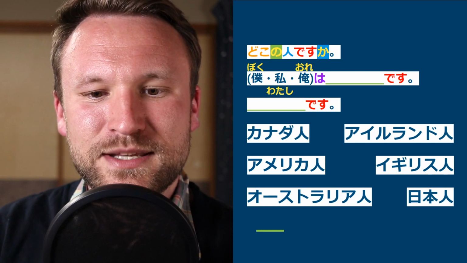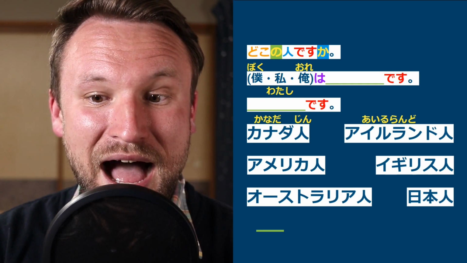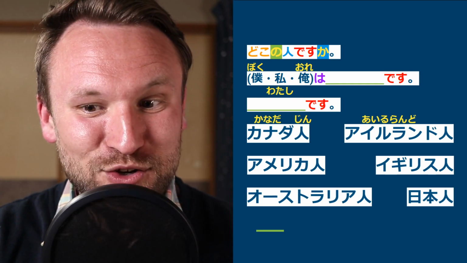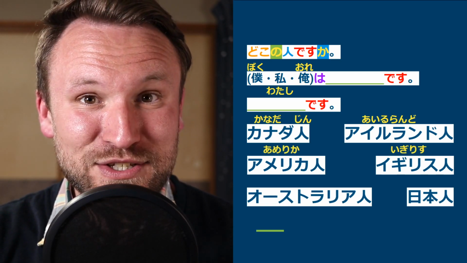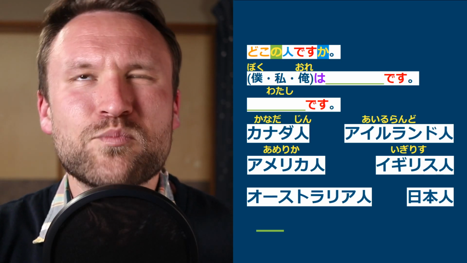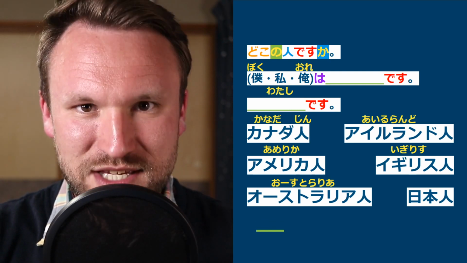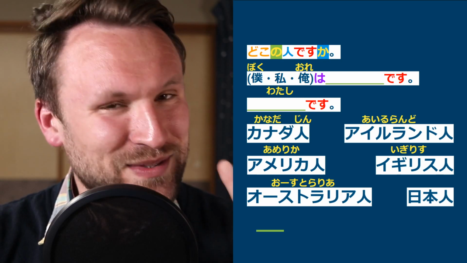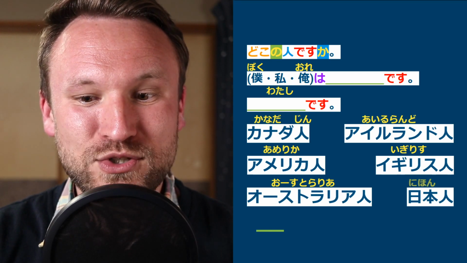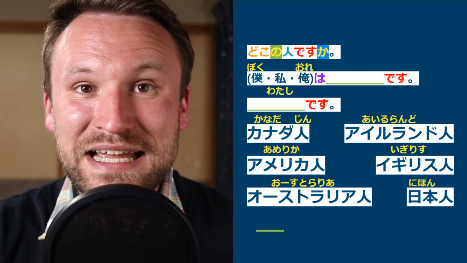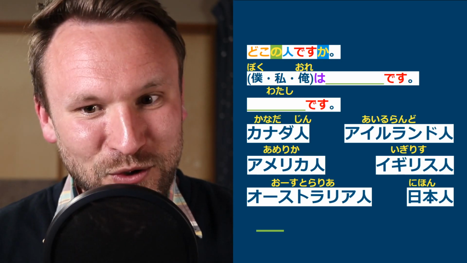Everyone in the chat, here are some examples. We've got Canada jin, which is Canadian. Airulando jin, which is Irish. America jin, which is American. Igirisu jin, which is English or British, I guess. If you're Scottish and you're not happy with that, Scotland jin, go ahead and say that. Also, oh, this one's hard. It's hard for me still. Australia jin, Australian, or Nihonjin. Are there any Japanese people here? Nihonjin.